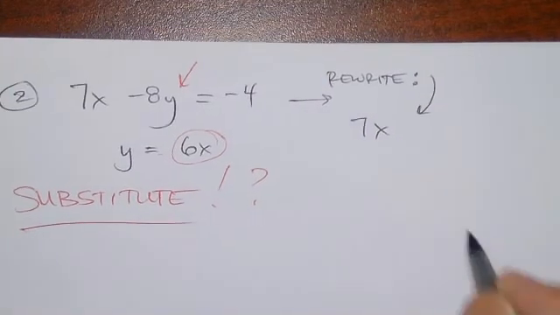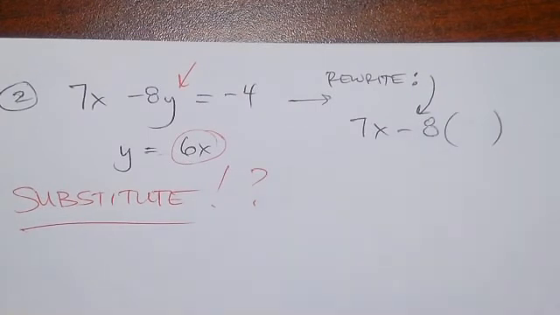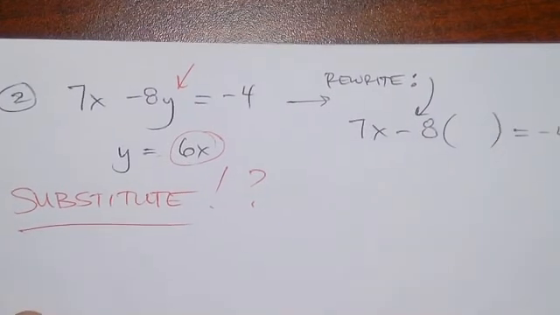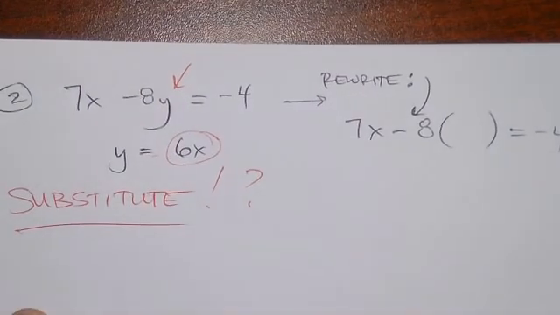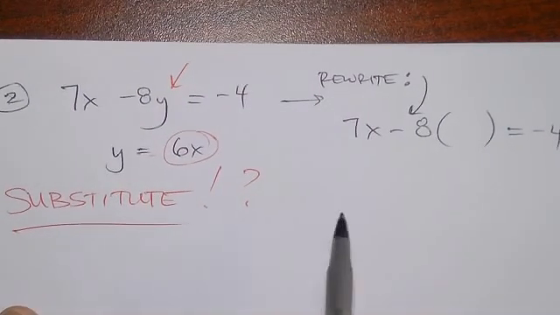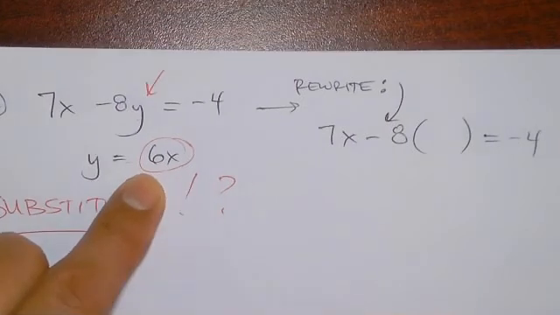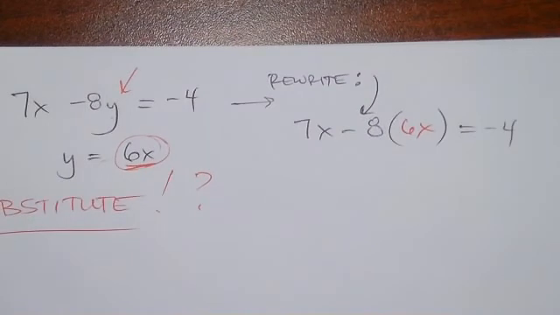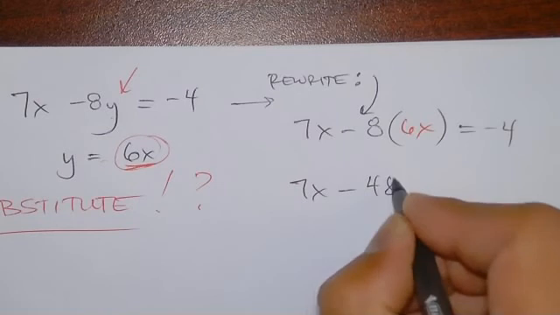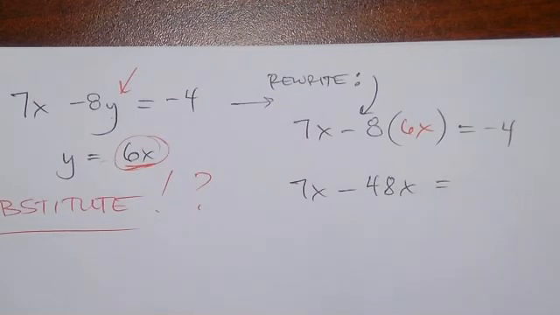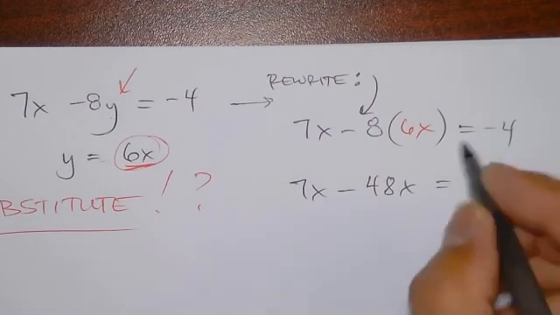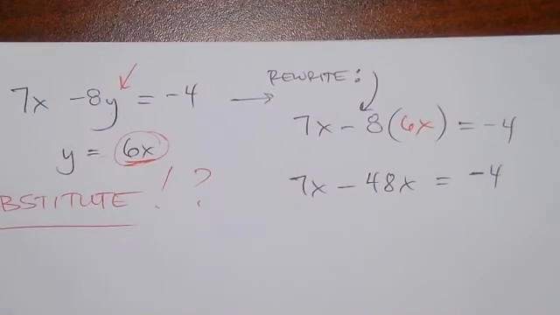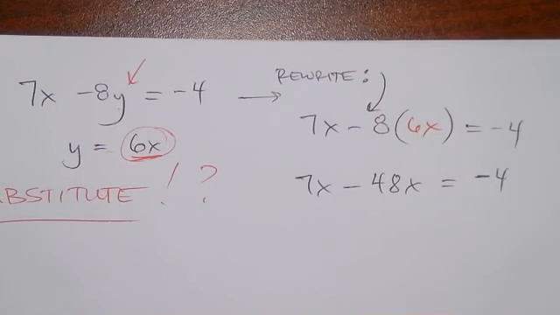Okay, so I'm going to rewrite this one. I'm going to write 7x minus 8 times something is equal to -4. What do I put right there for x? 1. What do I put for y? 6x. Everybody agree this is going to be right here, 6x? Yeah. Okay. That's going to be 7x minus 48x is equal to, is that right? Yeah. Is equal to negative 4.